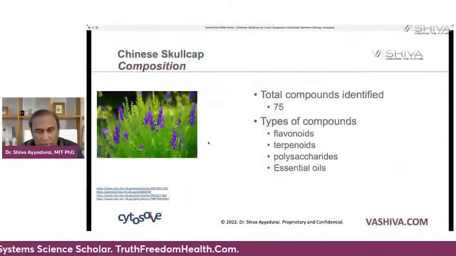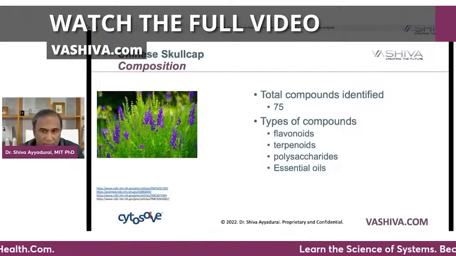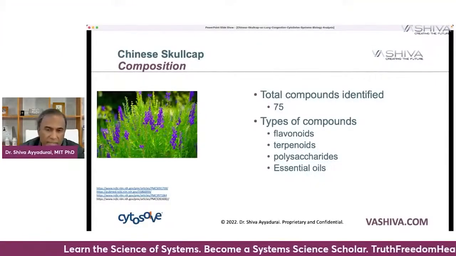So there are a total of 75 different chemical compounds that have been identified so far, and they go into 4 different types: flavonoids, terpenoids, polysaccharides, and essential oils.